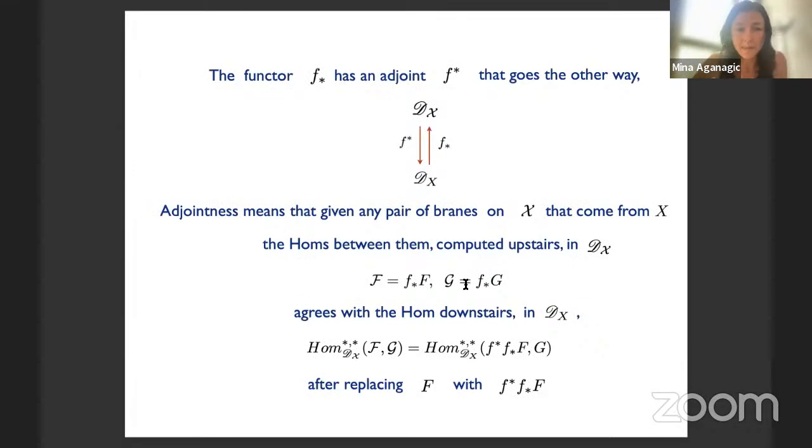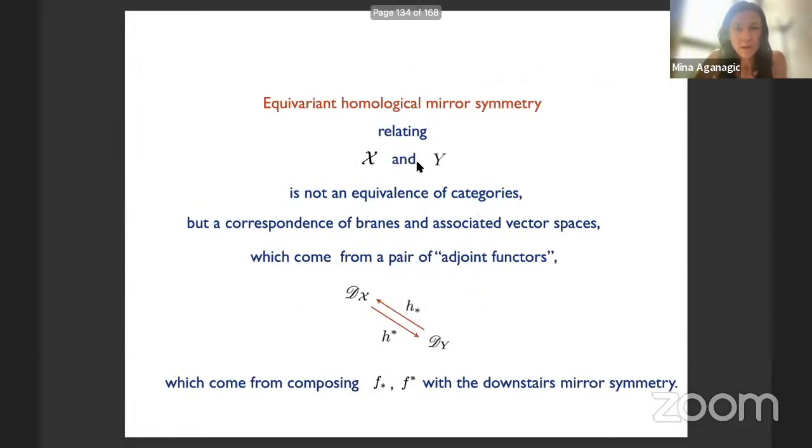This functor has an adjoint that goes the other way. And adjointness means that for any pair of branes on the big X that come from the small X, the Homs between them on the big X agree with the Homs computed downstairs on the small X after replacing one of the branes by a brane that has gone on a trip. You send it up and then back down. So equivariant homological mirror symmetry relating big X and small Y isn't an equivalence of categories, but rather a correspondence of branes and associated vector spaces which come from a pair of adjoint functors, inherited from mirror symmetry. So these are the mirrors of the functors I had just described.